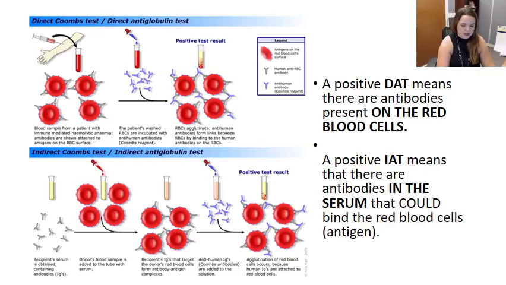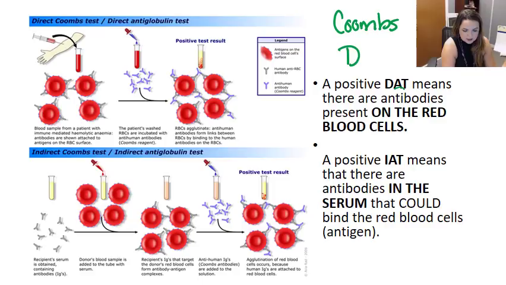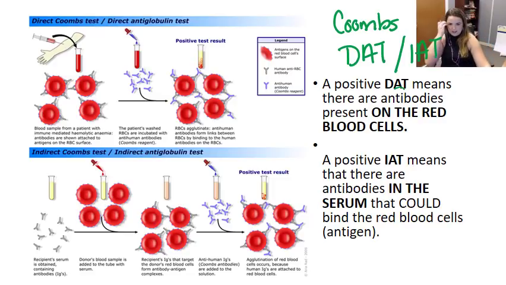So these two tests are basically used to identify antibodies in the bloodstream and antibodies already bound to red blood cells. So this is known as the Coombs test. That's kind of what it was historically known as. Now it's known as either the direct antibody test, or DAT, or there's another one that's the indirect antibody test, or IAT, okay? These tests, like I said, will detect the presence of antibodies that are either already bound to red cells or antibodies that could potentially bind to red cells, all right?